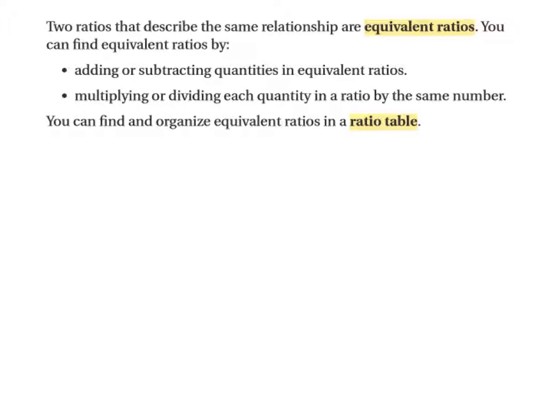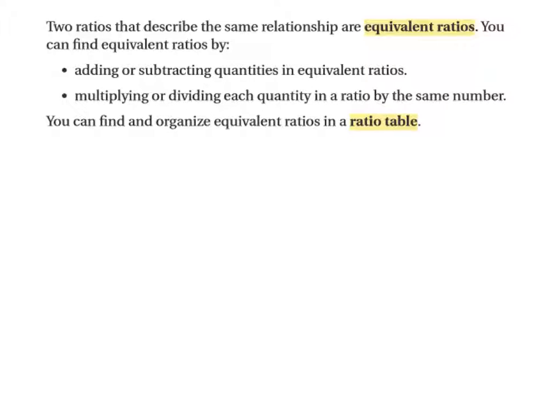Two ratios that describe the same relationship are equivalent ratios. You can find equivalent ratios by adding or subtracting quantities in equivalent ratios, or multiplying or dividing each quantity in a ratio by the same number. We saw this in the activities that we did prior to this lesson.